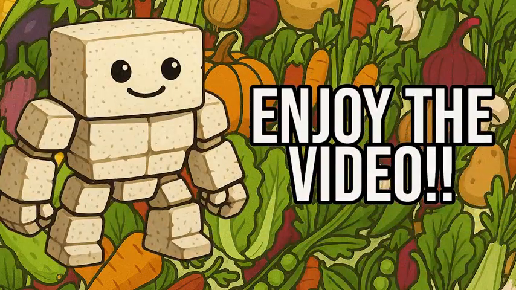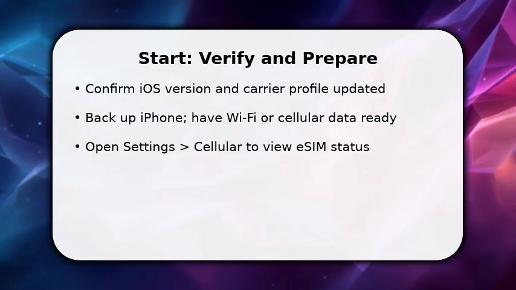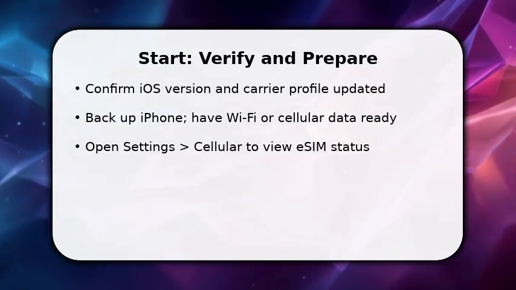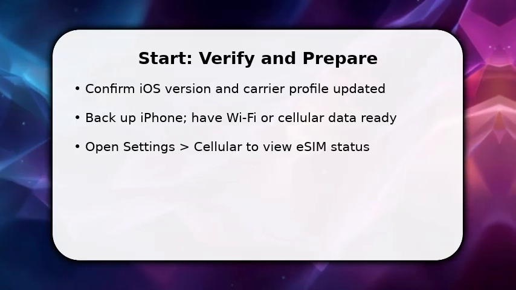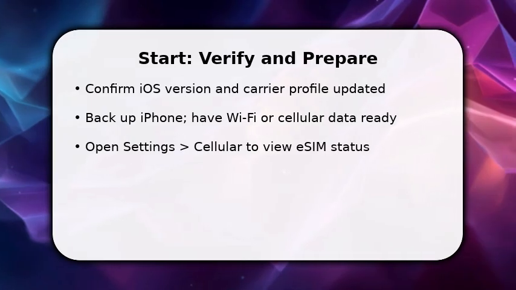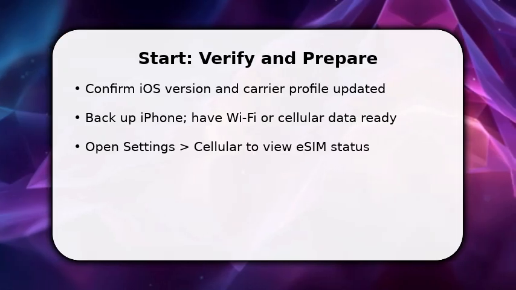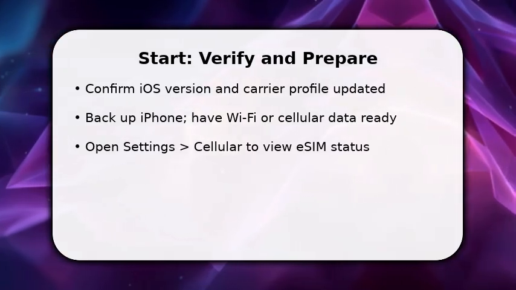Please enjoy the video. You begin by confirming prerequisites so you avoid wasted steps. Make sure iOS and carrier settings are up to date, and back up your iPhone before changes. Once done, connect to stable Wi-Fi or cellular data and open Settings, then Cellular to inspect the eSIM entry.